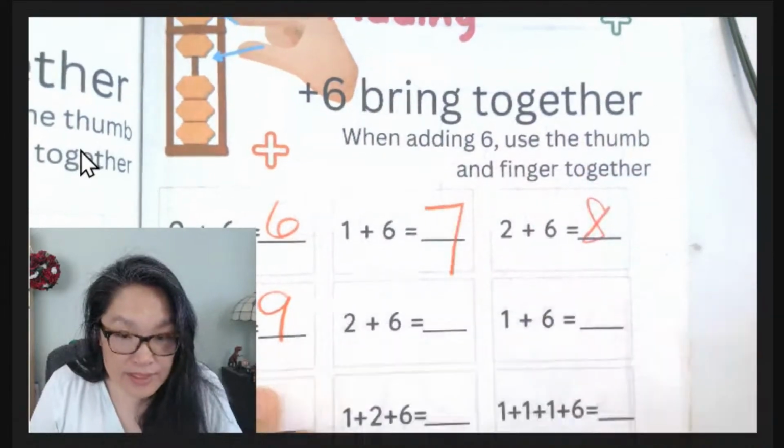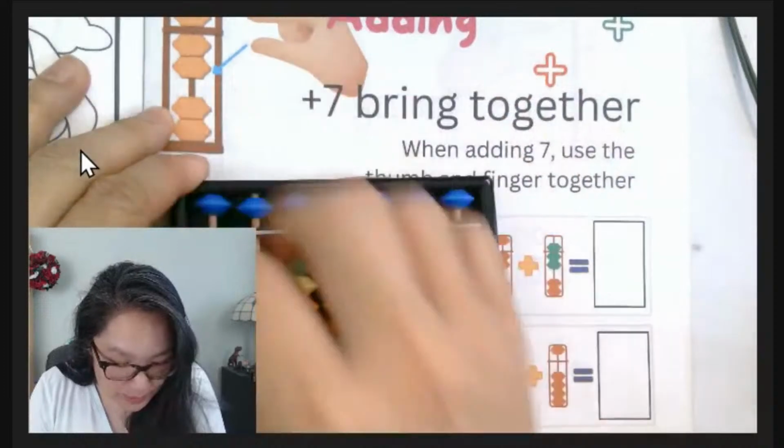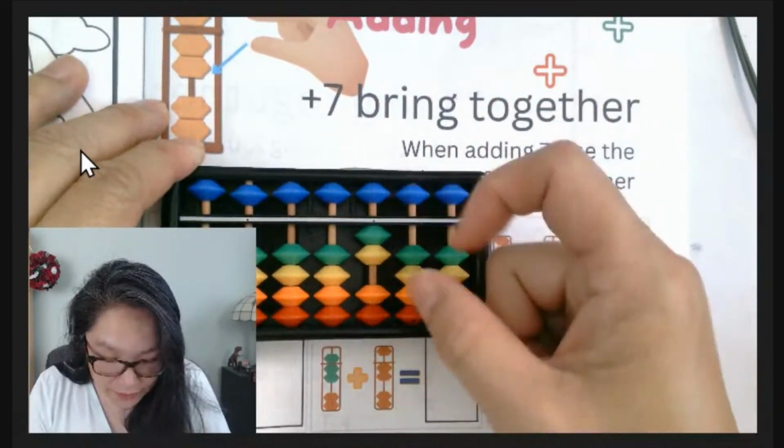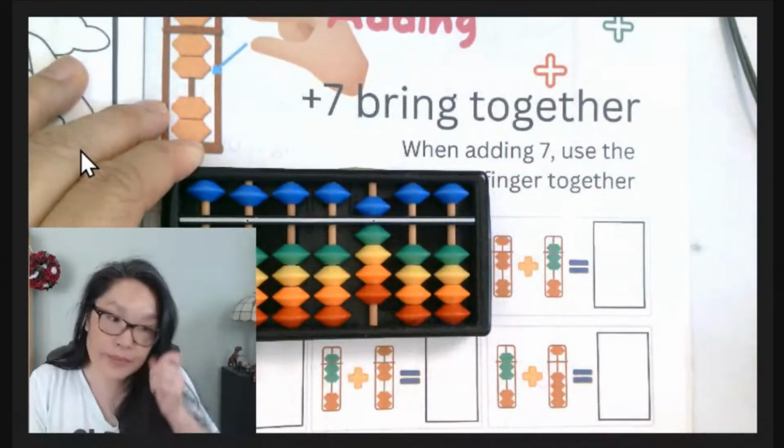Okay, we have 6. And then obviously after 6, we have 7. And again, it's the same thing, right? We have 2 and then we have 7. We add 7. We have 5, 6, 7. So we add it together like that. So this is 9. So our answer is 9.